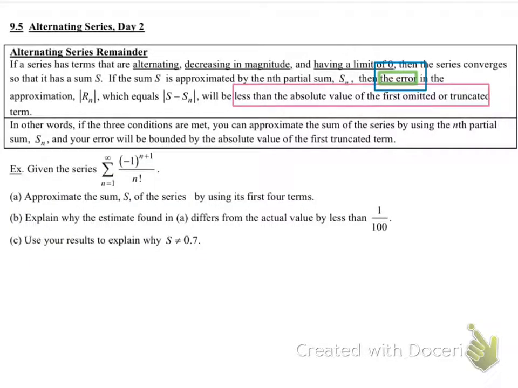Now we look at the alternating series remainder. Starting with this lesson, we start looking more seriously at things like remainder and error, how far you are off in your estimate once you start estimating using series. So we start with this series n equals 1 to infinity of -1 to the n plus 1 divided by n factorial.